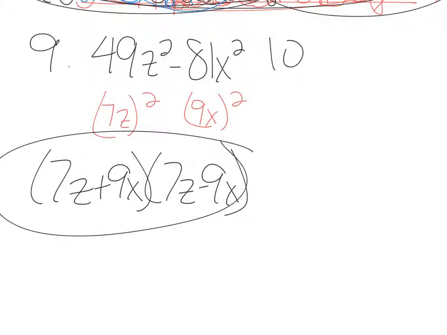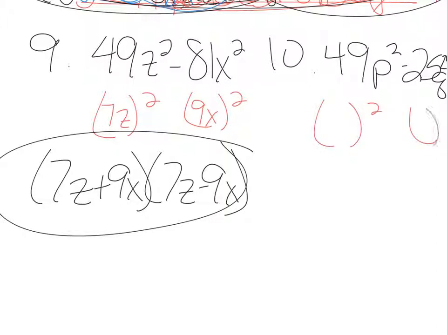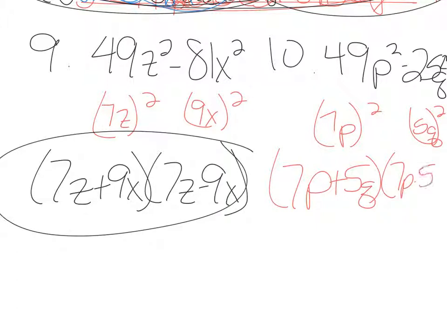All right, and last one here. I'll take 49p squared minus 25q squared. Once again, see if you guys can do this one. What squared will give me 49p squared? What squared will give me 25q squared? And hopefully your answer is matching mine. If not, maybe check your squares, make sure that it's all lining up.